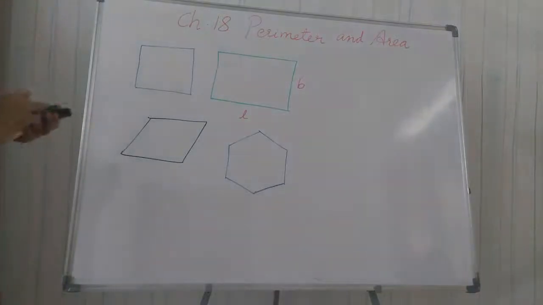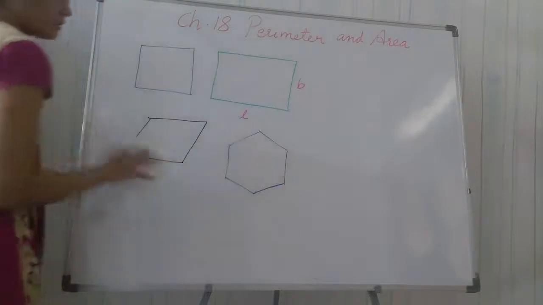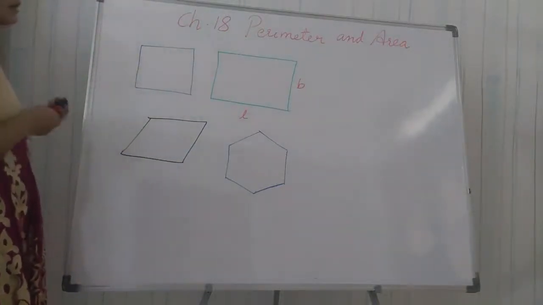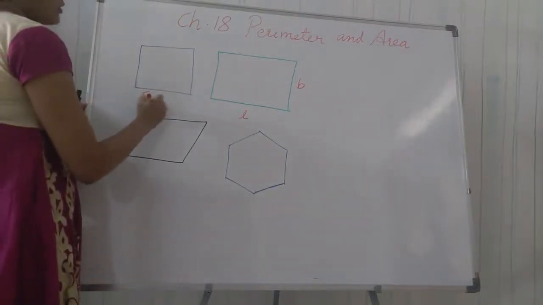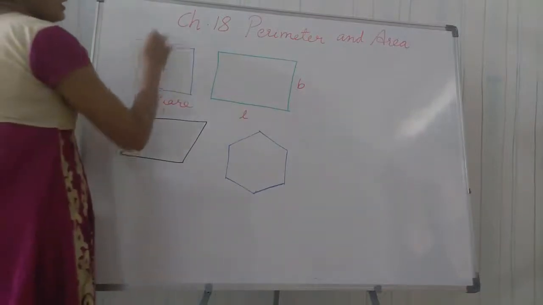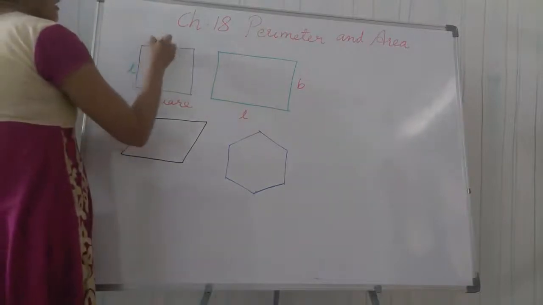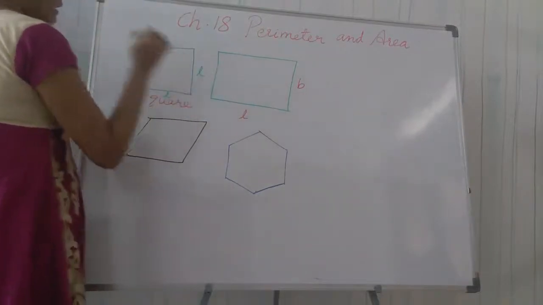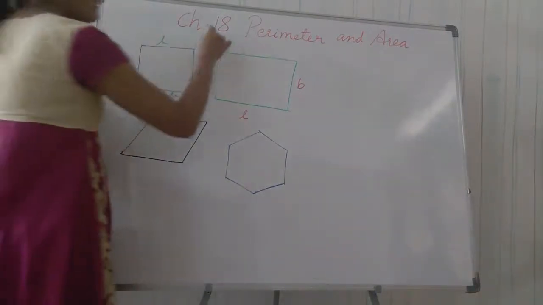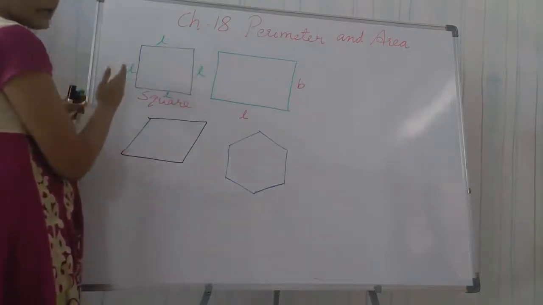So now students, we are going to learn about the perimeter of these different shapes. First is the square. This is the square shape, and as I told you, all four sides are equal. Suppose they are all L, L, L and L, and the perimeter is nothing but if you add the boundaries. This is called the boundary line, no?